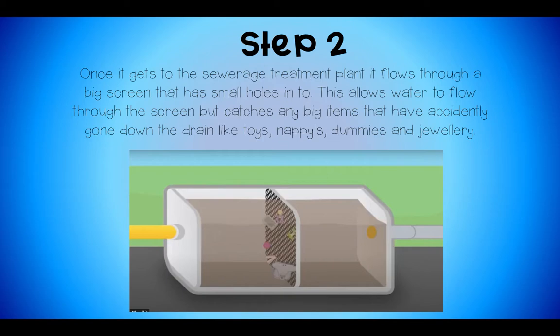Once the water gets to the sewage treatment plant, it flows through a big screen that has small holes in it. This allows the water to flow through the screen but catches any big items that have accidentally gone down the drain, like toys, nappies, dummies, and jewellery. I wonder if you guys have accidentally dropped anything down the drain before.